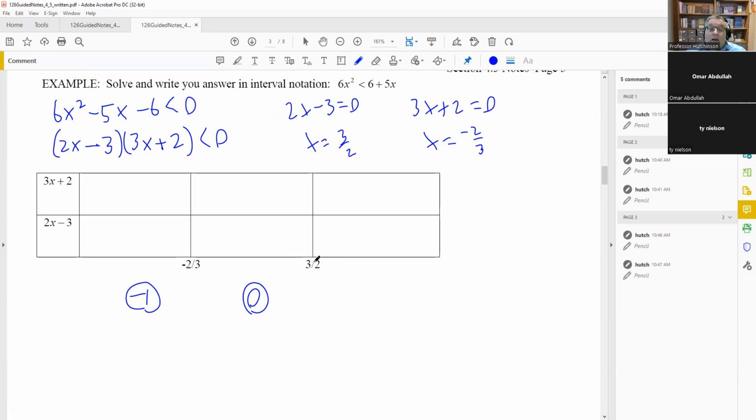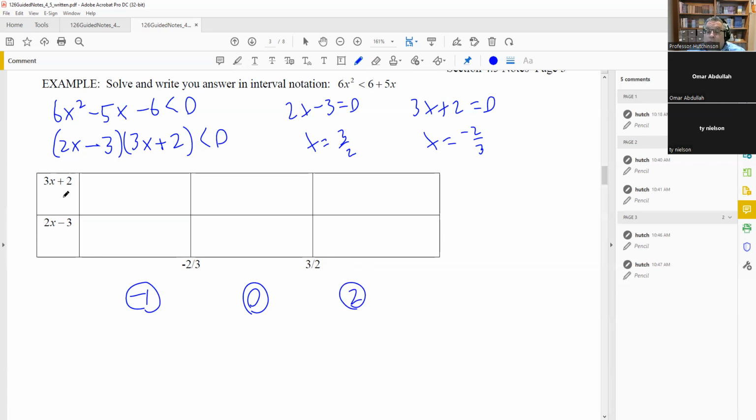Now 3/2 in a calculator would be 1.5. So I want to pick a number that's larger. I don't want to pick 1 because 1 would not be larger and 1 would still be in the middle region here. So I want to use a 2. I want to make sure the number that you pick is definitely in that region.